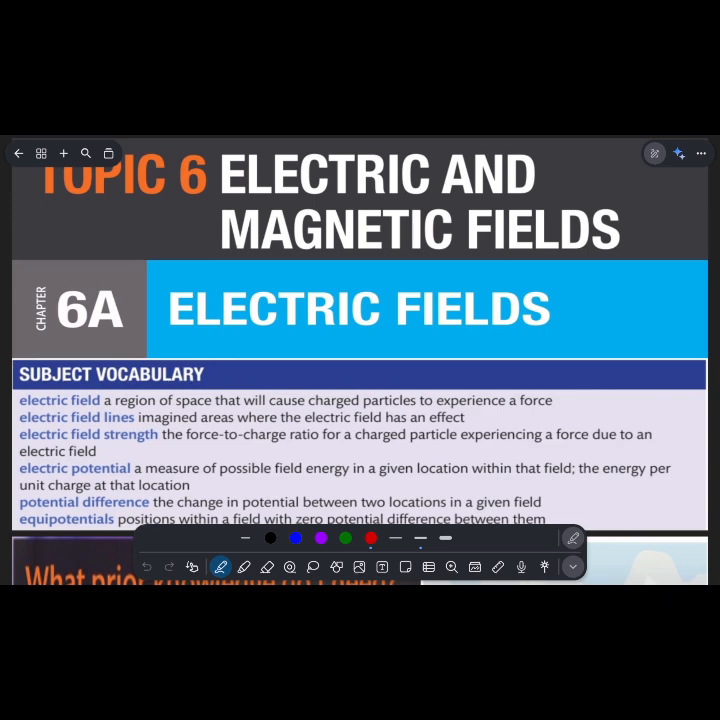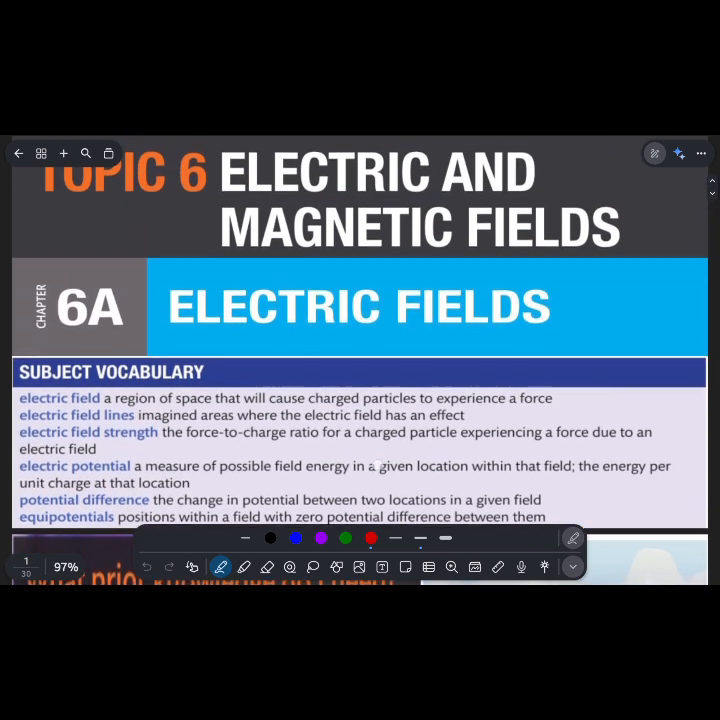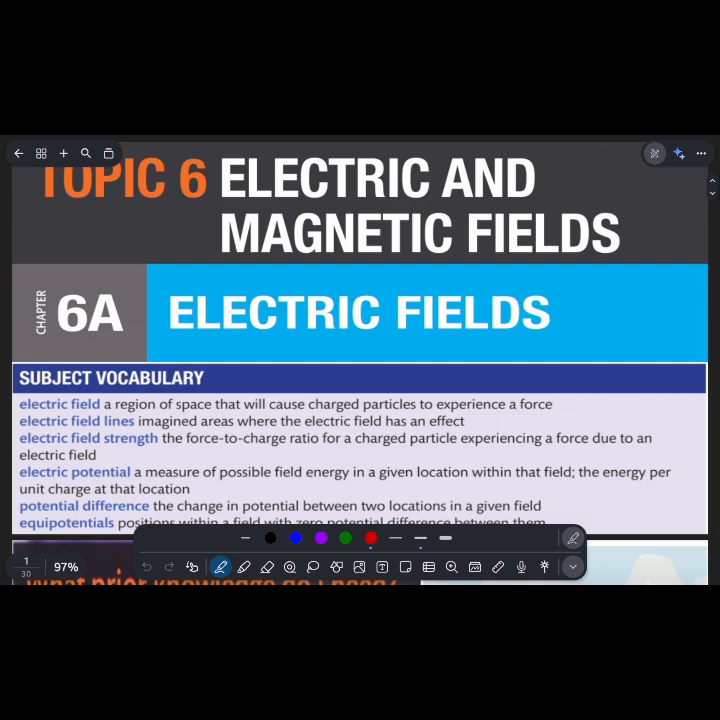The front page you are going to see is basically from your book, the student book 2. By this page, what I have shown you is what type of vocabulary we must have to go through this topic. First of all, we must know about the electric field, then electric field lines, electric field strength, then electric potential, then potential difference, and then equipotentials. These are almost 6 points to remember, so I will discuss all of them one by one.